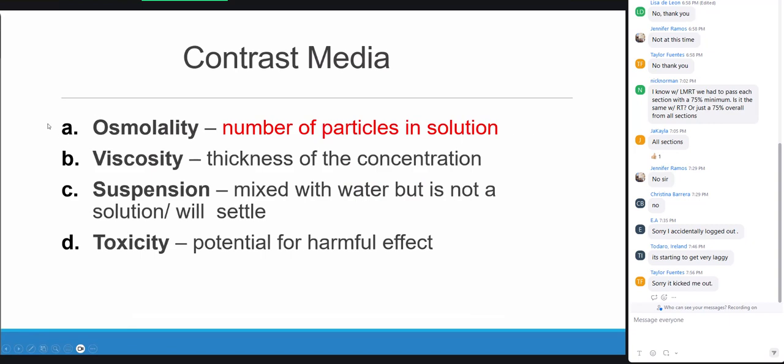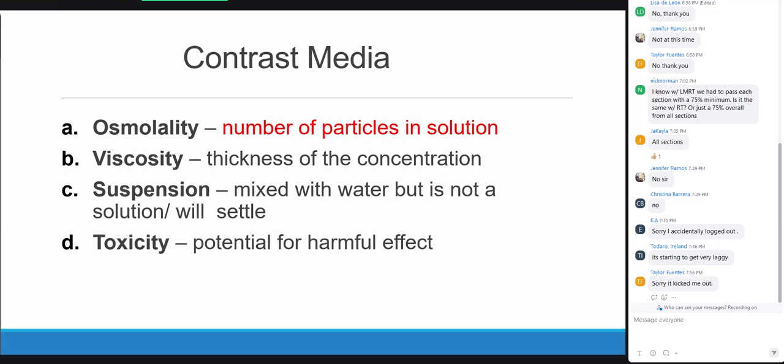The osmolality is the number of particles in a solution. The viscosity is the thickness of the concentration, or how well or how easily that contrast flows. Syrup, molasses, honey. Honey is more viscous than maple syrup. Water is less viscous than syrup. Okay, so it's all about the flow there.